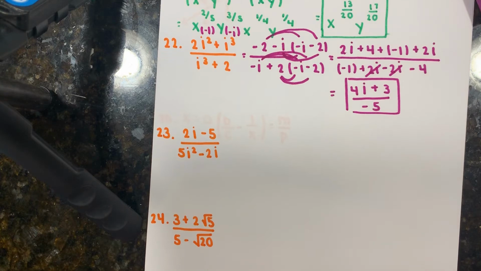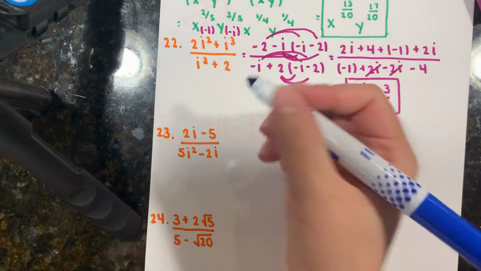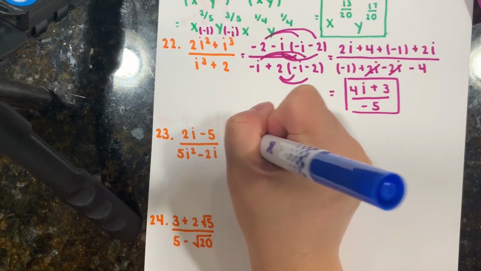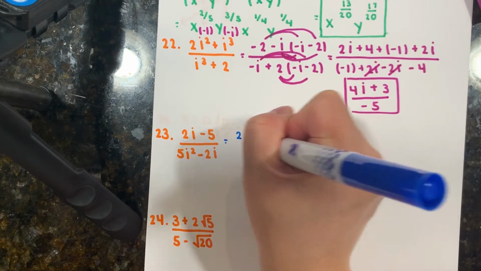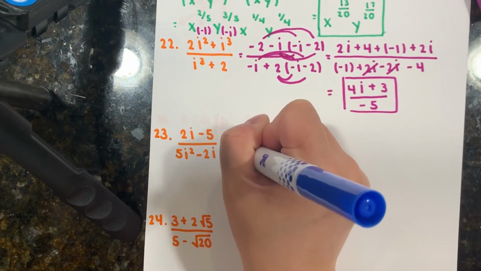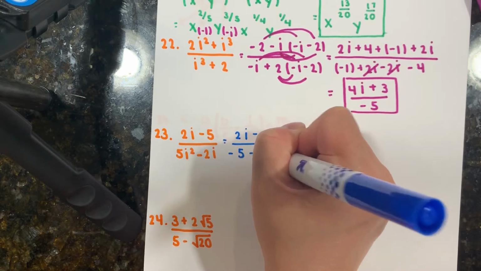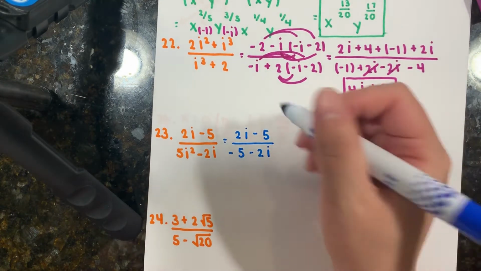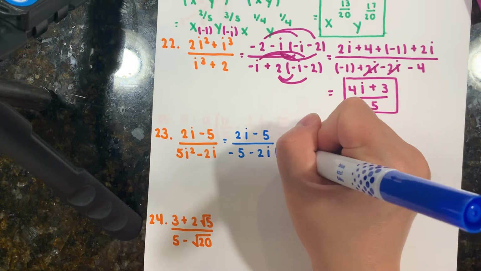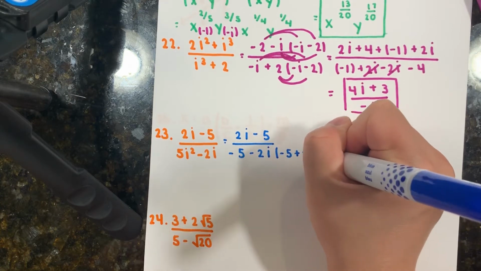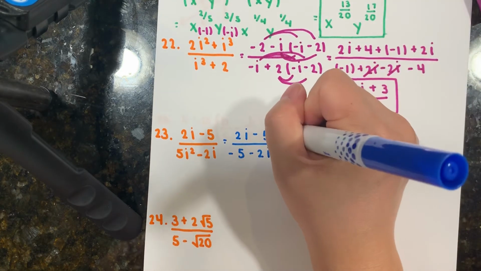Now looking at number 23, I'm also going to change my I squared to -1. So that means that I get 2i minus 5 over -5 minus 2i. Meaning that when I multiply by the conjugate, I'm going to multiply by -5 plus 2i on top and bottom.